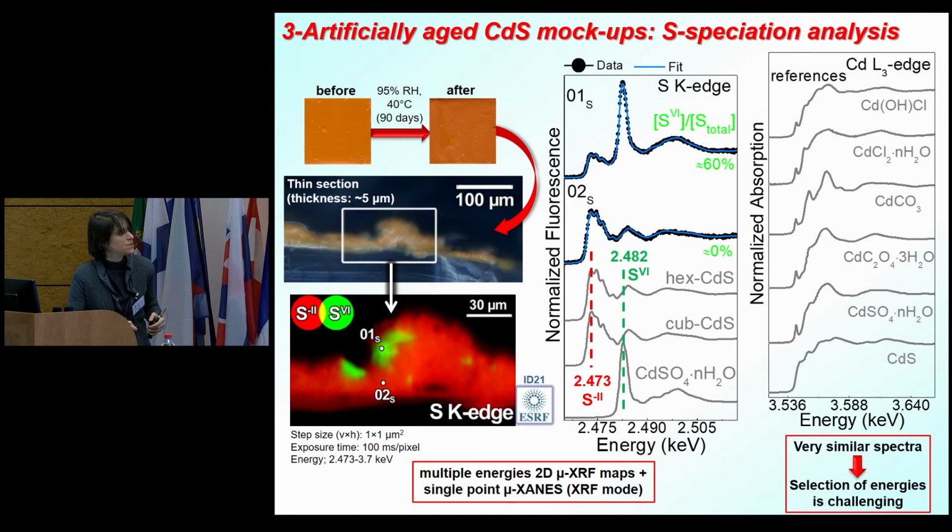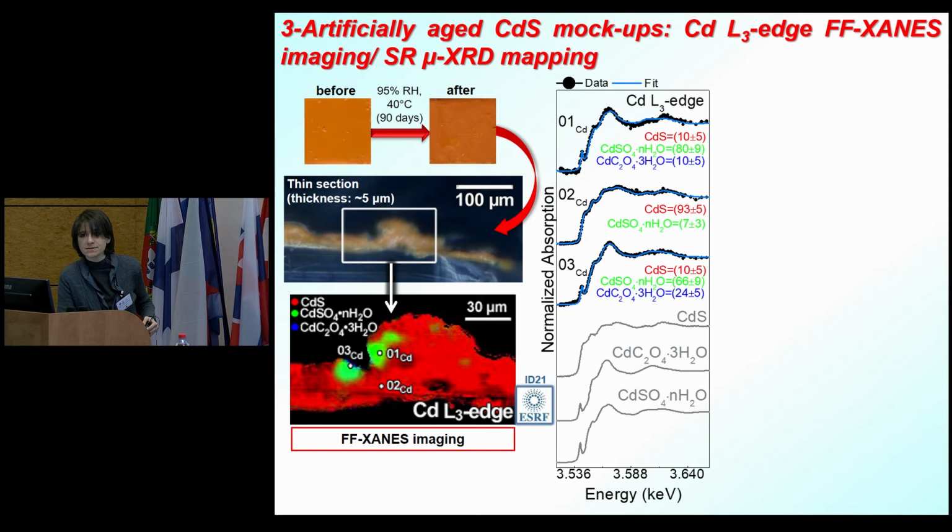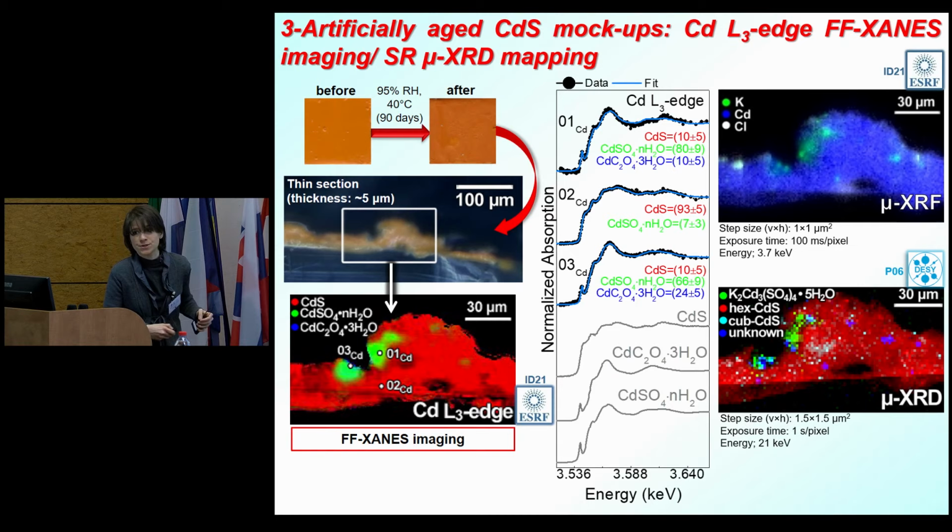The solution that we have found, studying thin sections, because we are working on sections of 5 micron thickness that are quite thin, was to obtain information by applying full-field XANES imaging. So you can clearly see that we could map the presence of different cadmium-based phases, obtaining complementary information to the sulfur speciation analysis. Of course, if you are lucky, you can have even more sensitive techniques for discriminating the nature of these sulfate compounds, for example micro-X-ray diffraction. In this case we were quite lucky because we could clearly identify that these newly formed sulfate compounds are crystalline and are present as a mixed sulfate in which you have not only cadmium but also potassium.